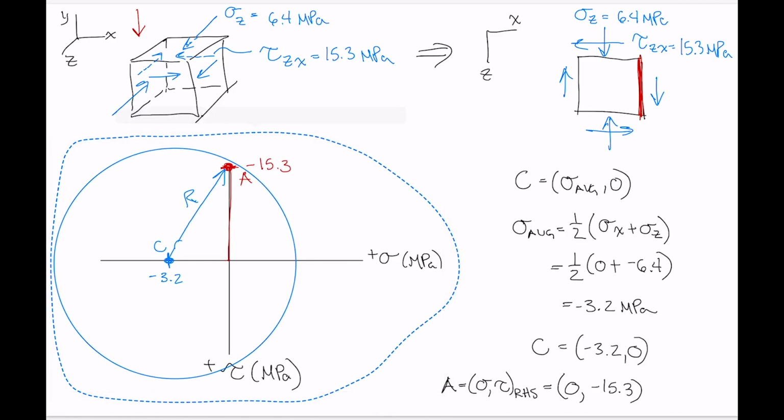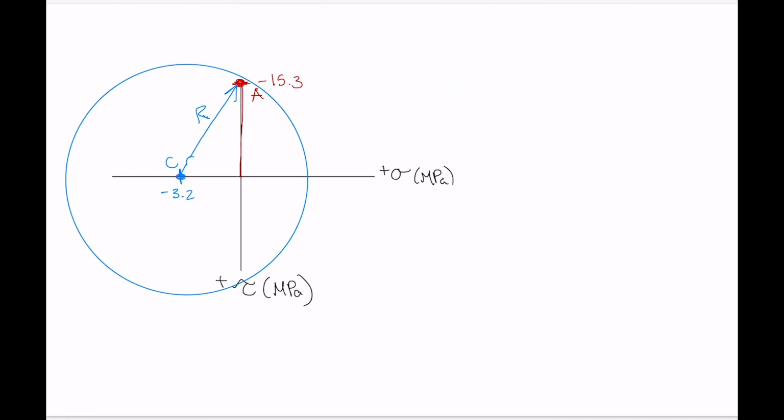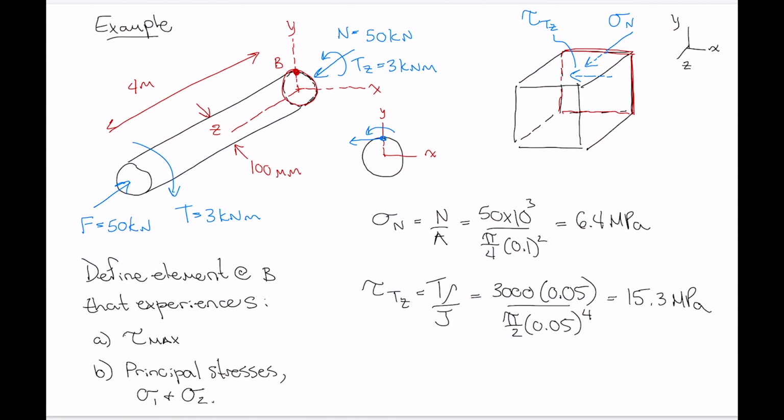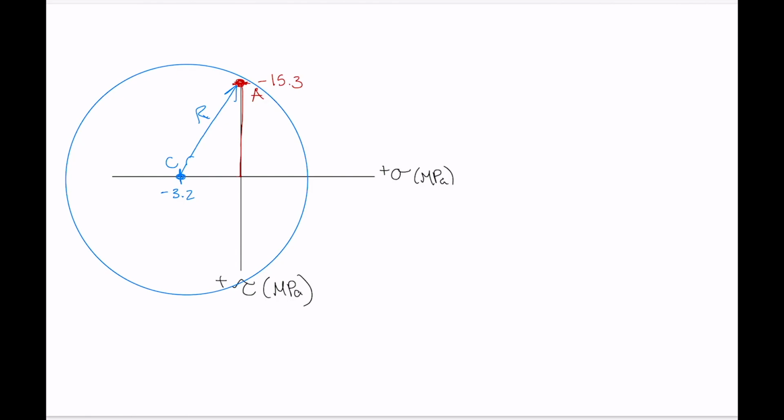Okay, copy that, move it to a new page. So, and then let's just go back and look at what we actually wanted from the problem. So the first thing we wanted was what our maximum shear stress was. Okay, so let's go back to our circle. So our maximum shear stresses always occur at the top and the bottom of our circle. So there's the two locations where tau max occurs.